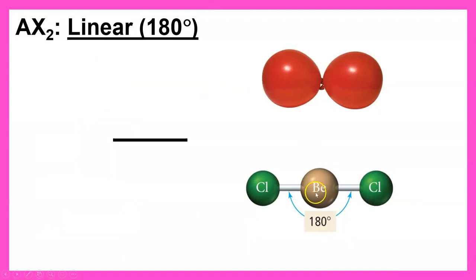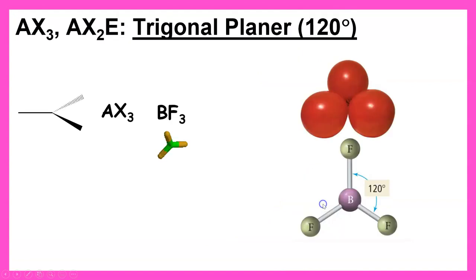AX2 is when we have two atoms bonded to something with no lone pairs on the center. And these will spread themselves out as far apart as possible, lots of elbow room, nice linear structure. Now let's go and add a third atom. Uh-oh, now they can't be 180 degrees anymore. Now they have to spread themselves out even further. You can see it ends up 120.